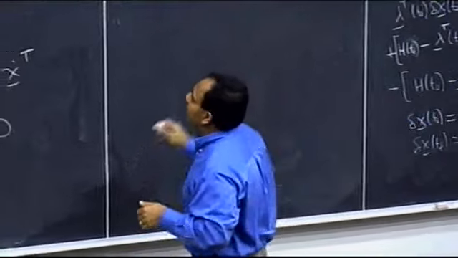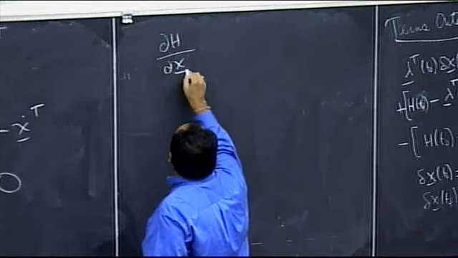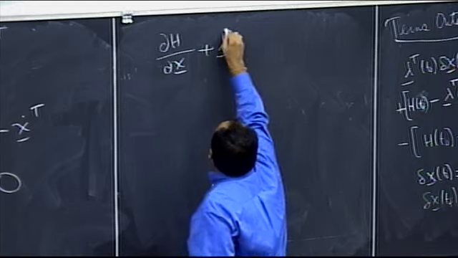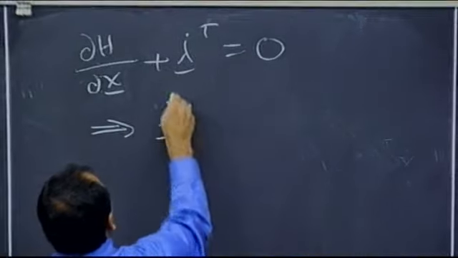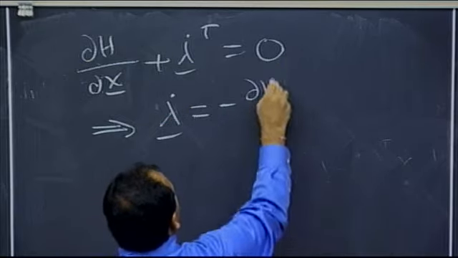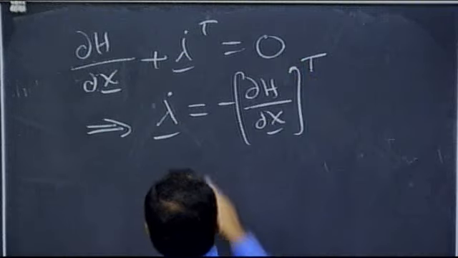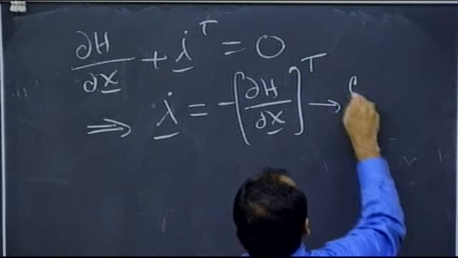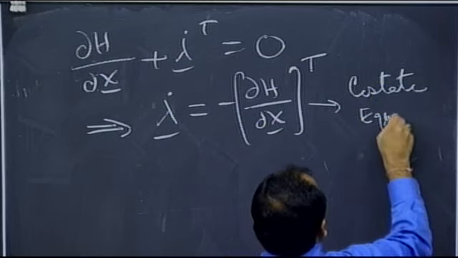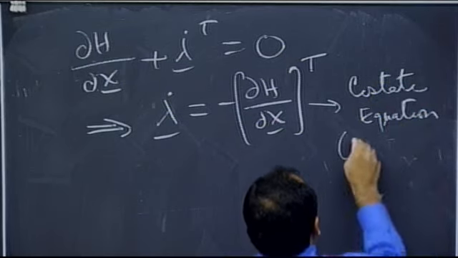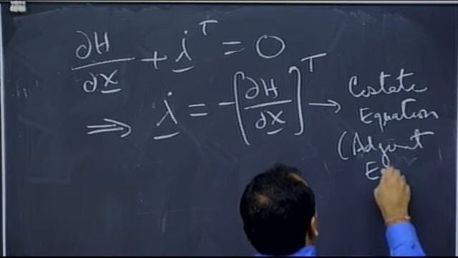So the first necessary condition that comes out of this is that the partial of h with respect to x plus lambda dot transpose has to equal 0. What this says is lambda dot has to equal minus the partial of h with respect to x transpose. This is what's classically known as the costate equation. It's also called the adjoint equation. You can look it up in different optimal control books. They refer to it differently.